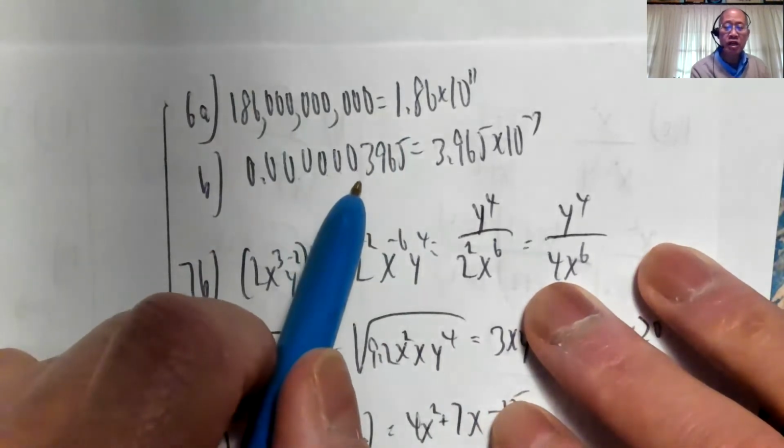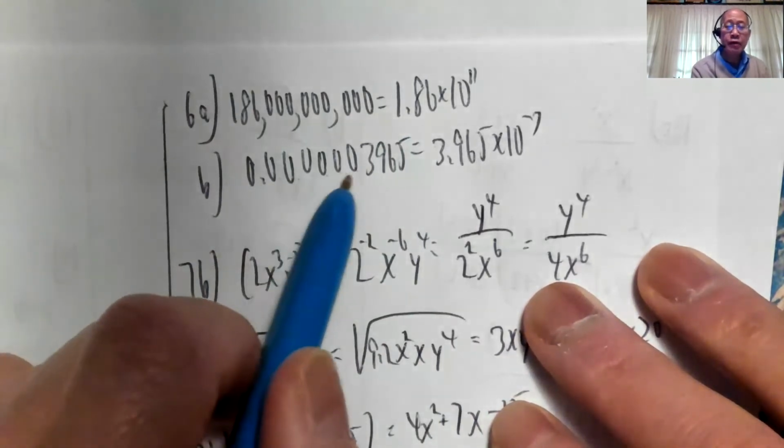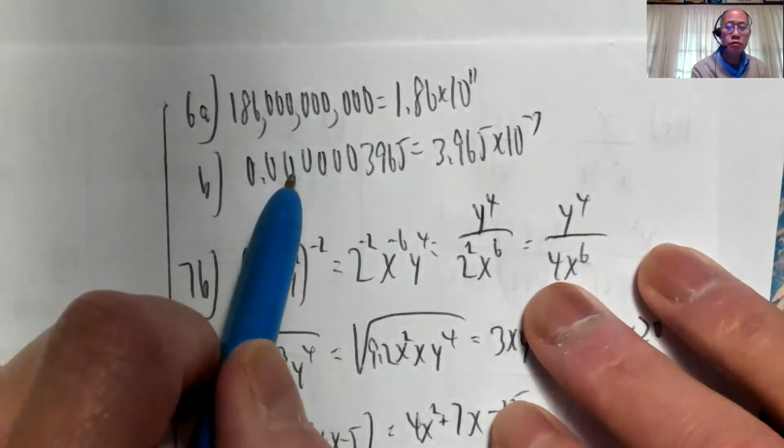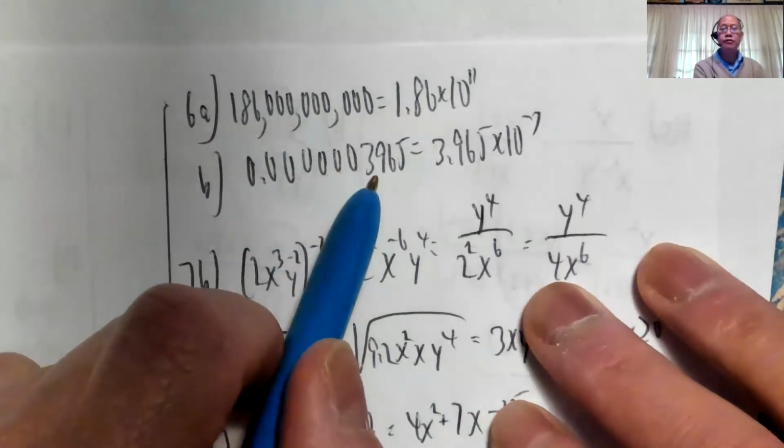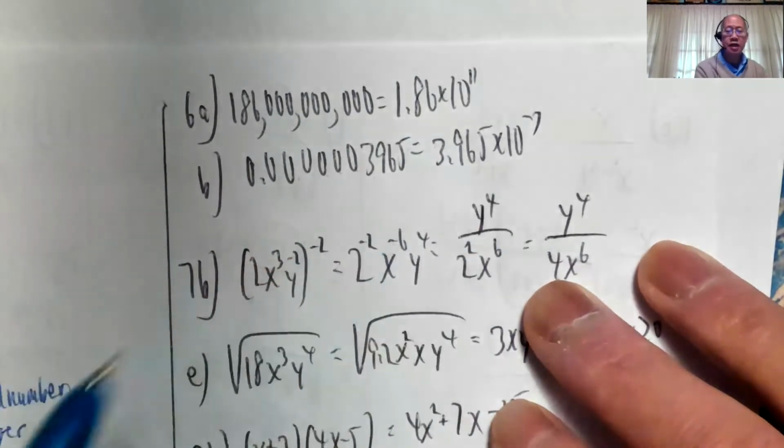This will be a negative exponent. It's a very small number. How do I get a number between 1 and 10? 1, 2, 3, 4, 5, 6, 7 spaces over. So 3.965 times 10 to the negative 7.